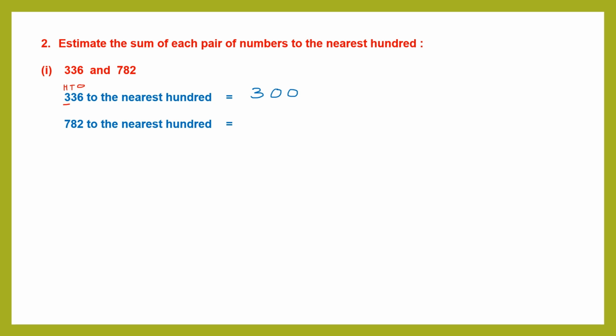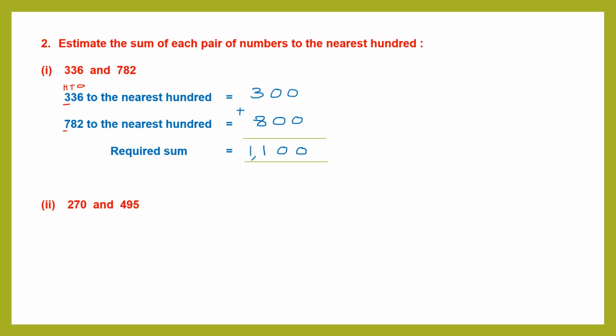782. The digit in the hundreds place, ones, tens, hundreds is 7. The digit to its right is more than 5. So 7 will now become 8. And the other two digits will be zeros. Now we have to find the required sum by adding up. So we have 0, 0 and 3 plus 8 is 11. 1100 is the required sum.